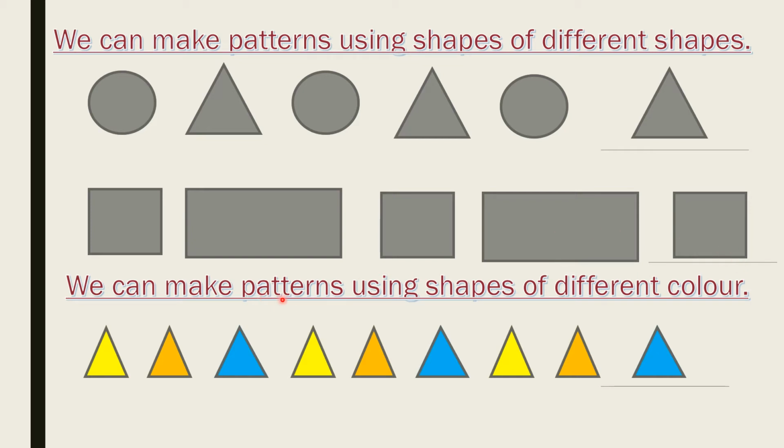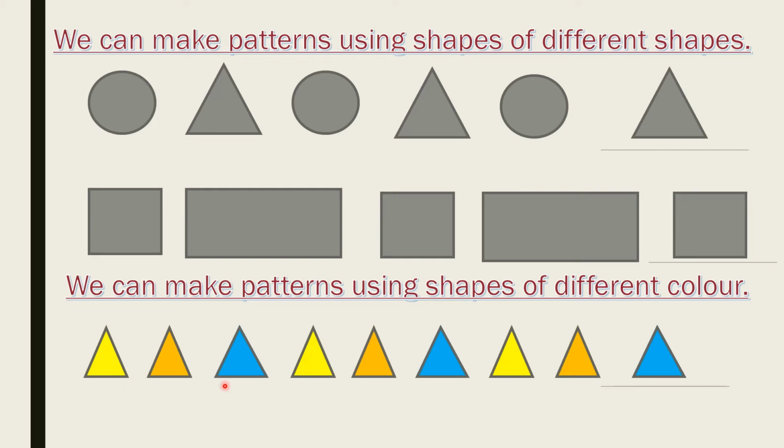Okay, so we are done with two patterns of different sizes and of different shapes. Now let's look at another kind of pattern in which there are different colors. Okay, we can make patterns using shapes of different colors. You can see this is a triangle, triangle, triangle, triangle. All these are triangles. They have the same shapes, they have the same sizes.